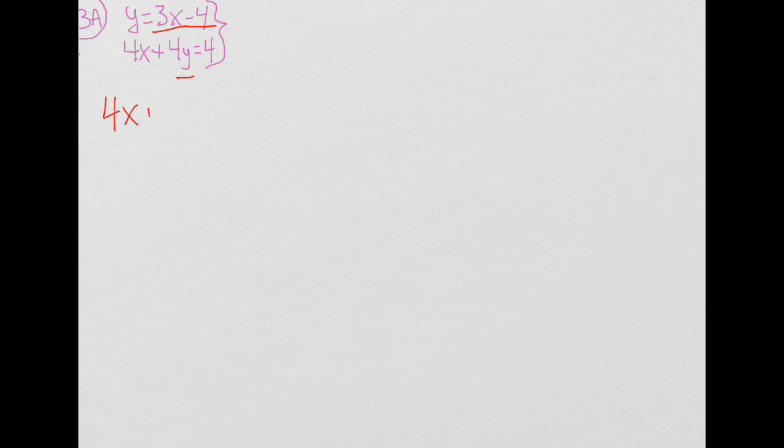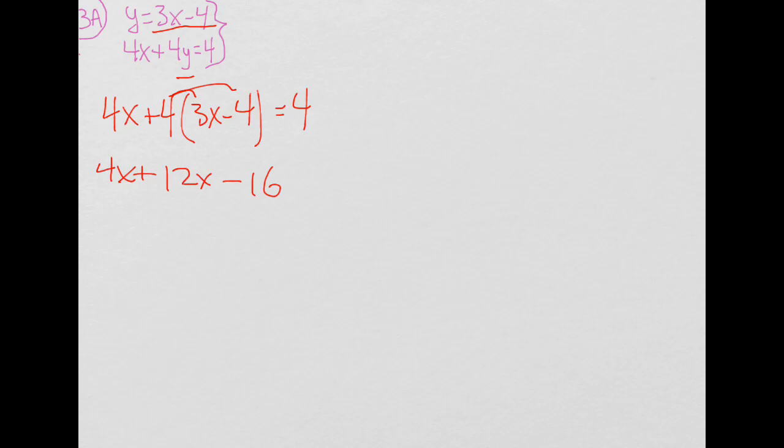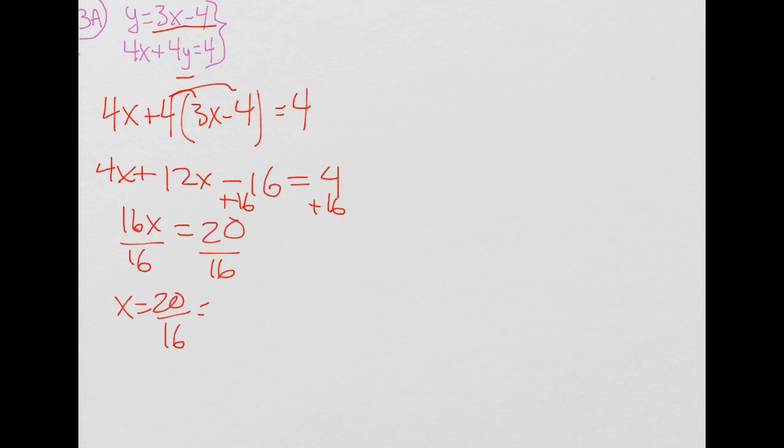So we do that, and we get 4x plus 4 times y, which is 3x minus 4, close our parentheses, and that equals 4. So let's now combine like terms and solve for x. We need to distribute that 4, and we'll get 4x plus 4 times 3x is 12x, minus 4 times 4 is 16, equals 4. Continue to simplify. 4x plus 12x is 16x, and let's add 16 on both sides to get 4 plus 16 is 20. Divide by 16, and you get x equals 20 over 16, which we can simplify.